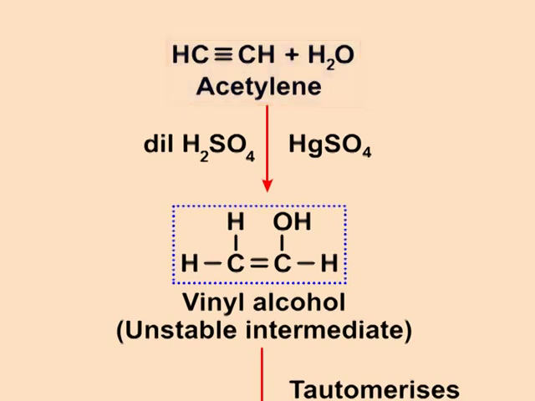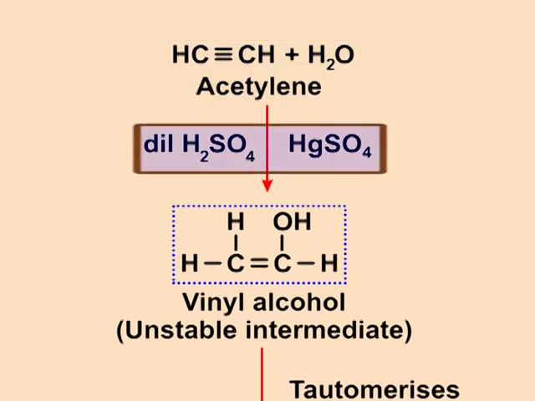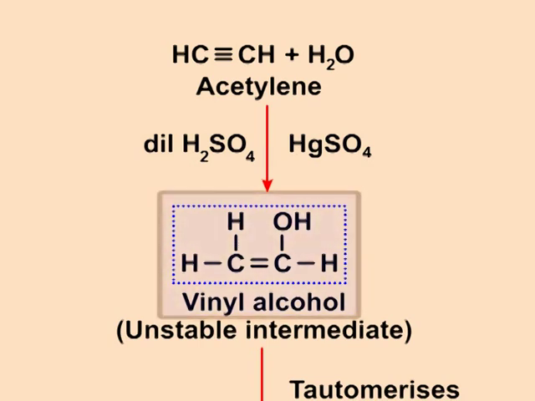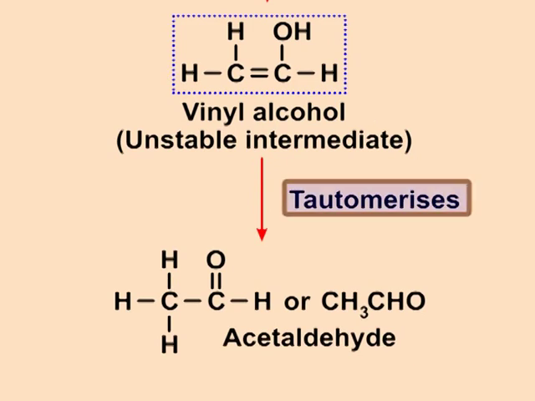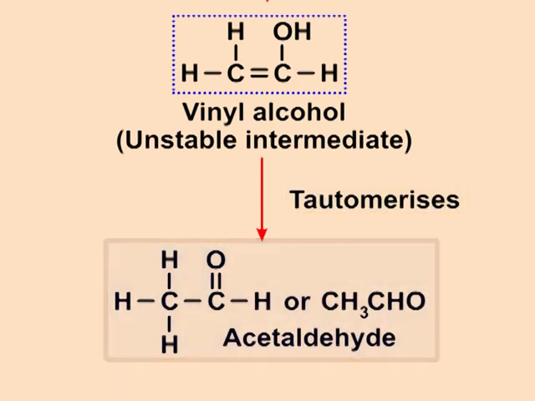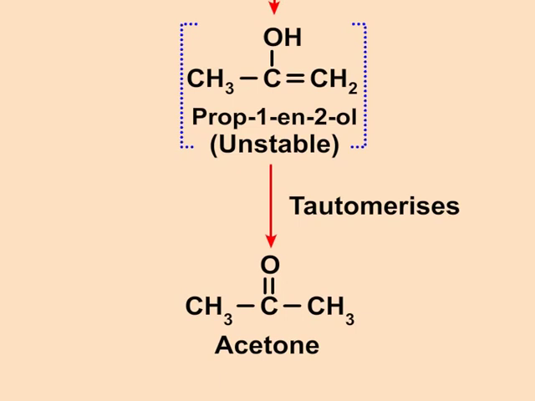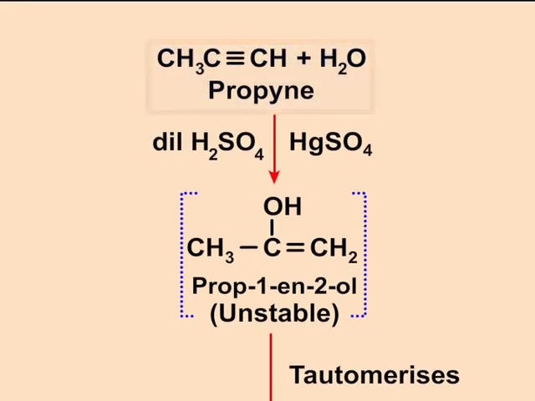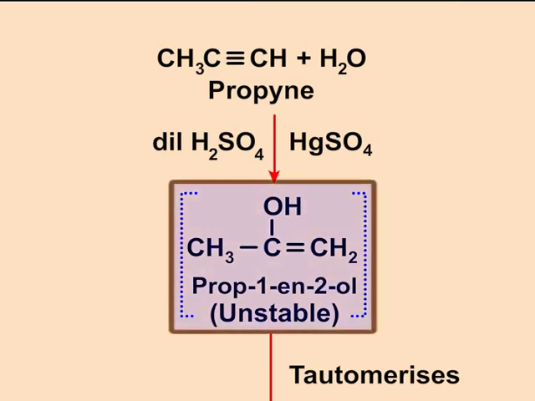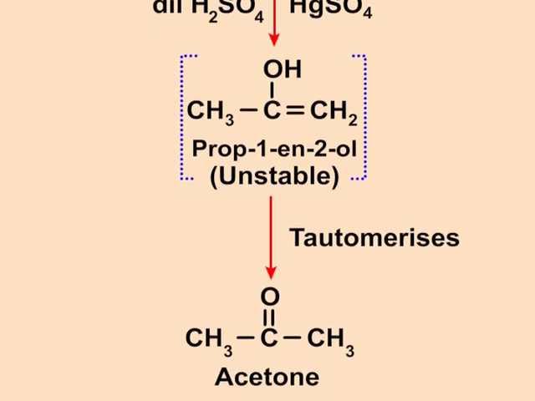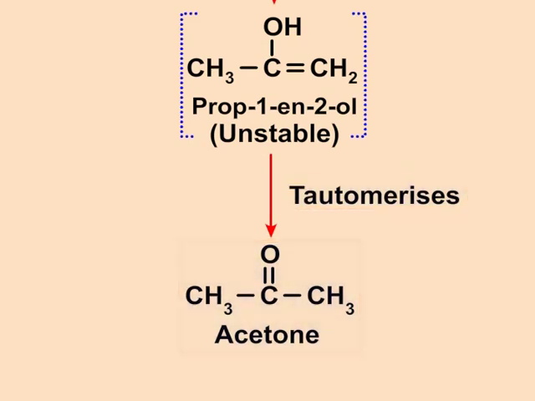Acetylene gets hydrated in the presence of a mixture of 40% dilute sulfuric acid and 1% mercuric sulfate to vinyl alcohol, which is an intermediate and which tautomerizes to a more stable compound, that is, acetaldehyde. Hydration of alkynes other than acetylene gives ketones. Propyne gets hydrated in the presence of a mixture of 40% dilute sulfuric acid and 1% mercuric sulfate to prop-1-en-2-ol, which is unstable and which tautomerizes to a more stable compound called acetone.